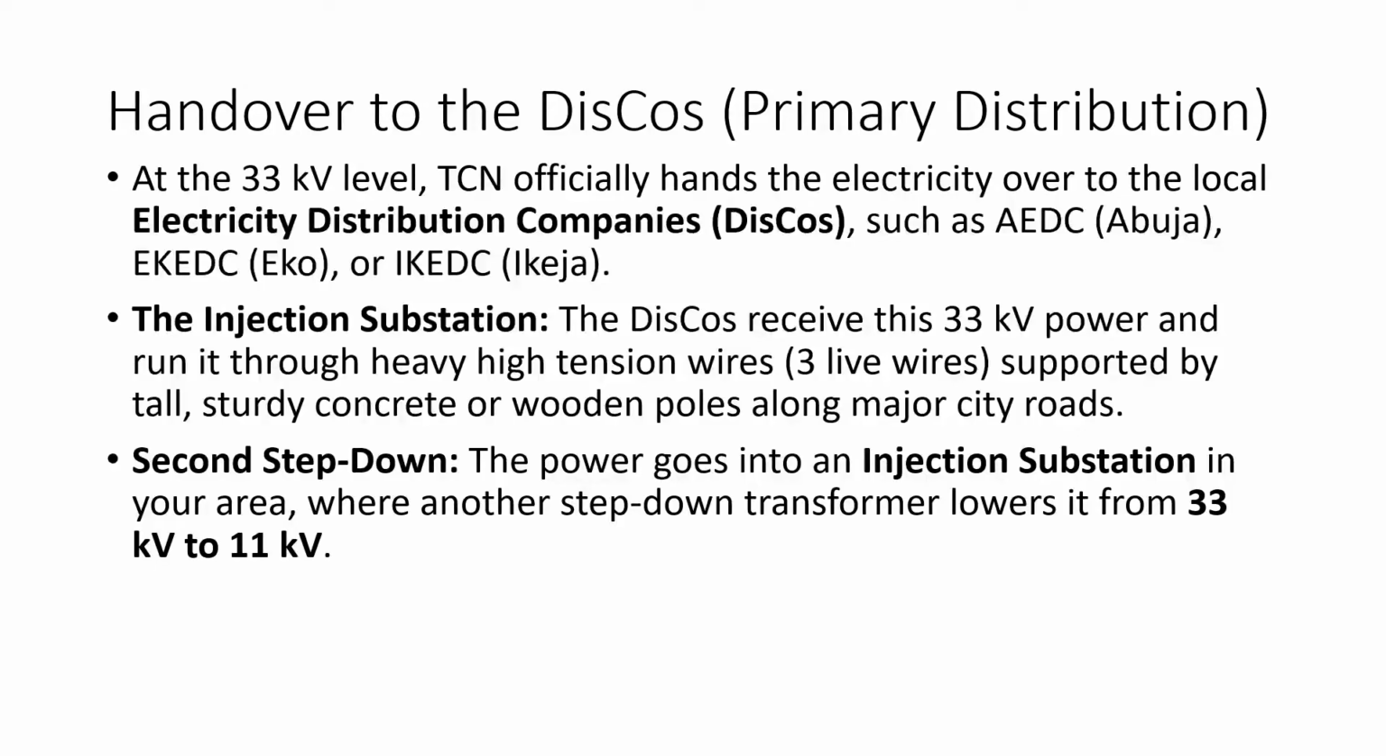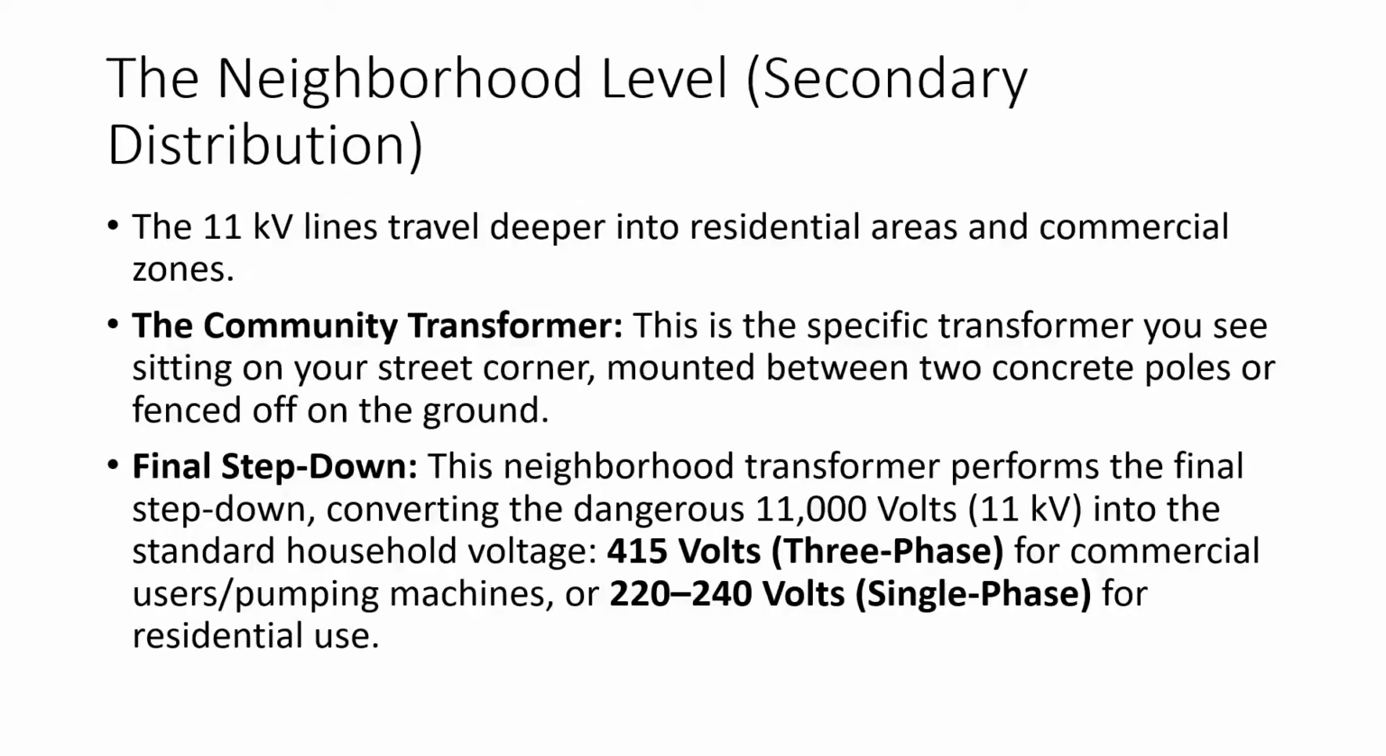So now how many times have we stepped this electricity down? 2 times. The first time was in the what? Substation. Now the second time is in what? Distribution company. So now the distribution company is going to be stepping this electricity down from 33 kilovolts that was coming from the substation down to what? 11 kilovolts. I hope that makes sense. Good. Now, the 11 kilovolts travels deeper into residential areas and what? Commercial zones.